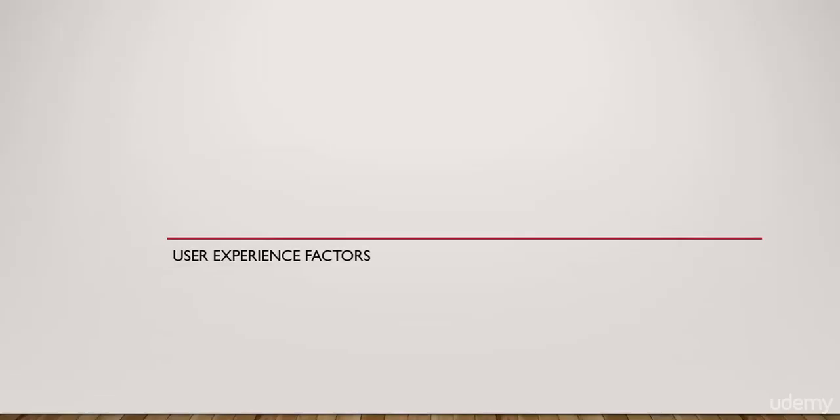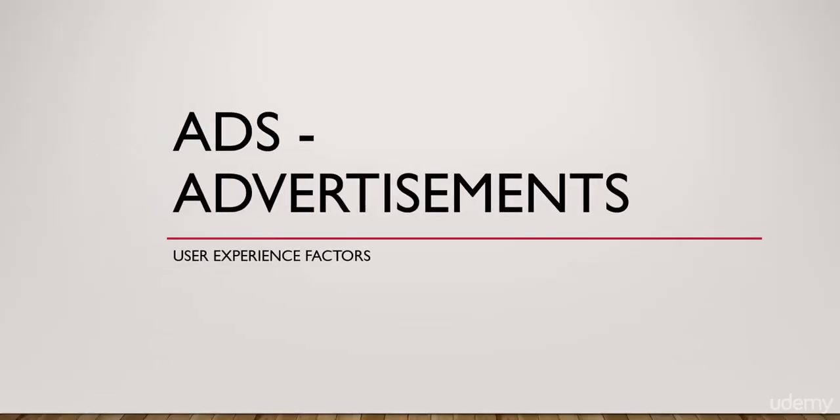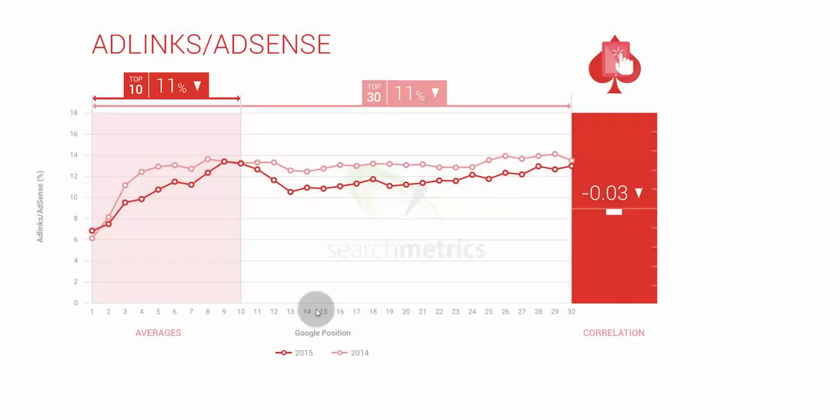In this lecture, you're going to learn how ad links or AdSense ads affect your search engine ranking in Google search results. Percentage of websites with AdSense integration is getting reduced. The same trend was seen in 2014 too. The first and second search result represents that particular brand or Wikipedia.